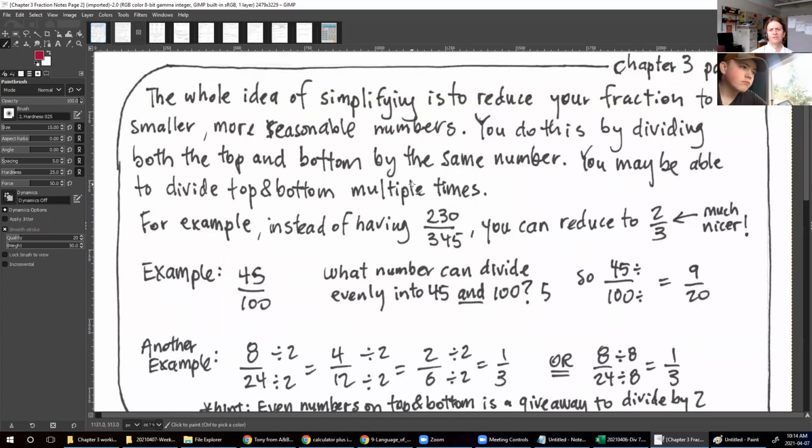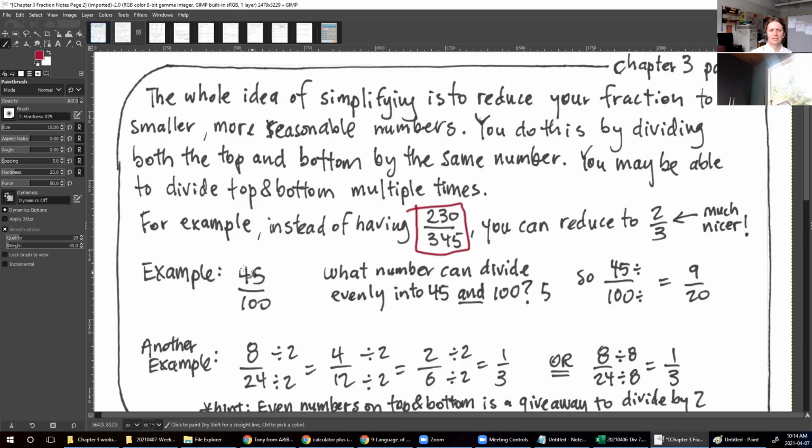So the whole idea of simplifying is to reduce your fraction to smaller, more reasonable numbers. And you do this by dividing both the top and the bottom by the same number. Again, I'm being very repetitive, but hopefully it'll make sense. You may be able to divide the top and the bottom multiple times. So for example, instead of having 230 over 345, that's a pretty messy fraction. You can reduce this to 2 over 3.